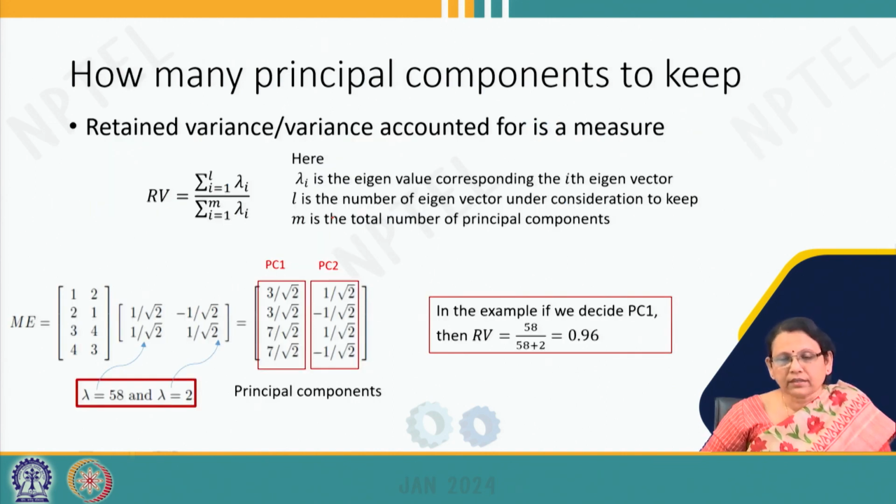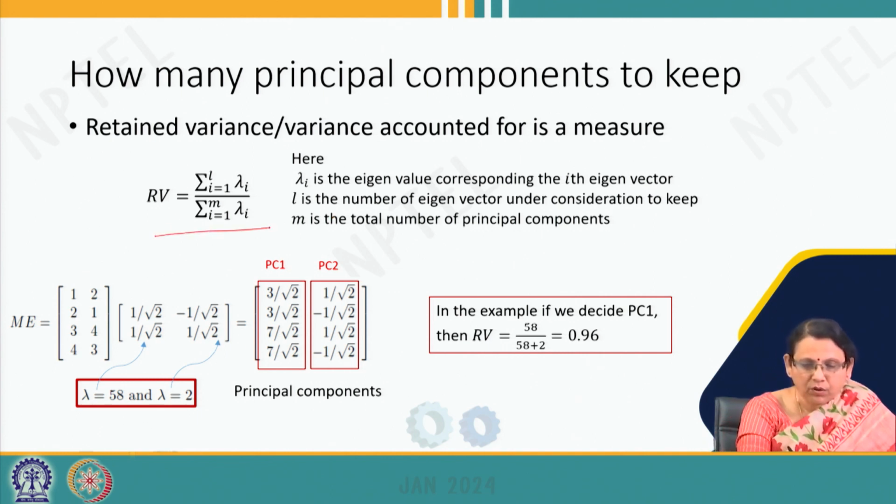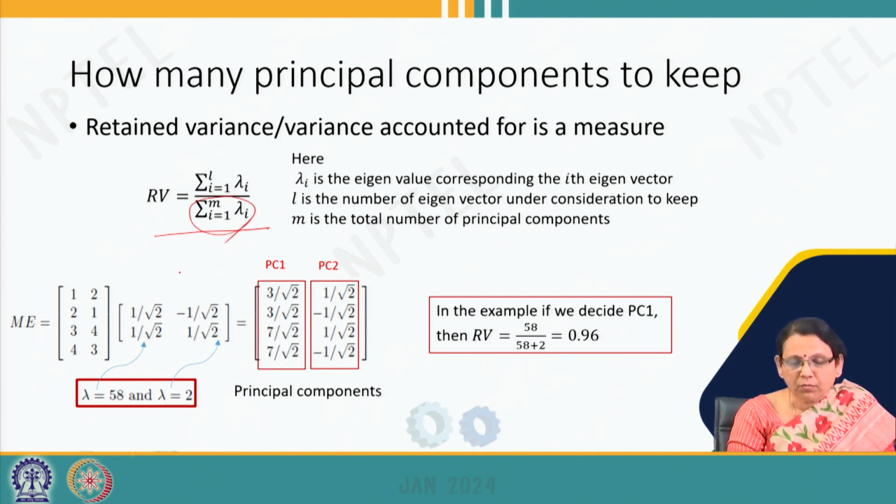Now, if we retain the first component, how much variability is captured? That is measured in terms of retained variance, or the variance accounted for. This is represented by this formula. If we have a total of m eigenvalues, the denominator represents the sum of all the eigenvalues, and if we want to retain L principal components, then this is the sum of those L.